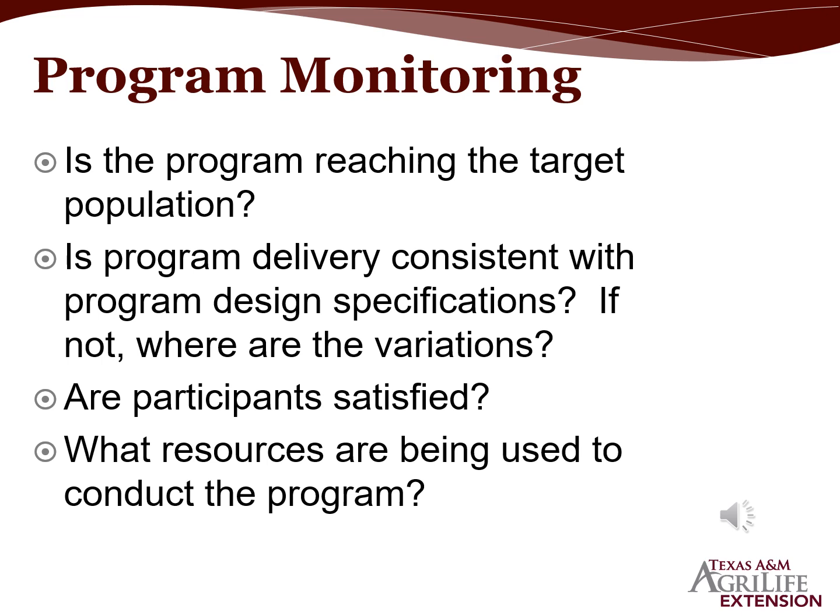So is our program delivery consistent with what we said, with our design specifications, right? And if not, where are the variations? As we're delivering, we said that we were going to do a certain amount of classroom education, a certain amount of hands-on, a certain amount of demonstrations. We realize that we're not getting enough hands-on, we're not getting enough demonstration, whatever. We need to make those changes, right?